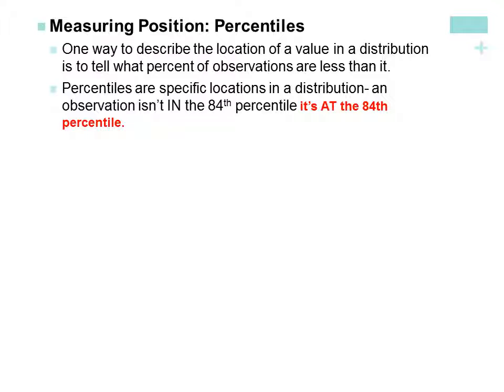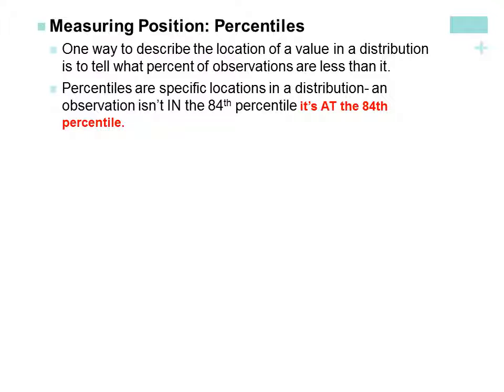All right, so the first thing we're going to take a look at is percentiles. So once we have our distribution, we often want to describe the location of a value in a distribution and tell what percent of observations are less than it. Now, percentiles in statistics might be different than what you've heard before, but percentiles are specifically the number of observations less than it. In a distribution, percentiles are specific locations. An observation is in the 84th percentile, so you'll often hear that. Okay, you're in the 50th percentile, you're in the 60th percentile. In statistics, it's at the 84th percentile.